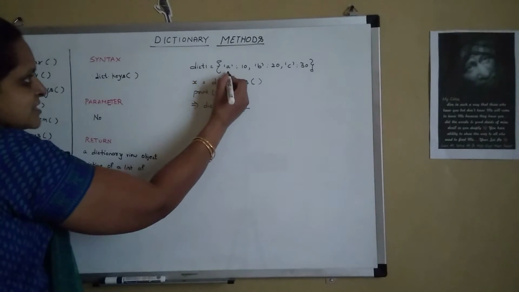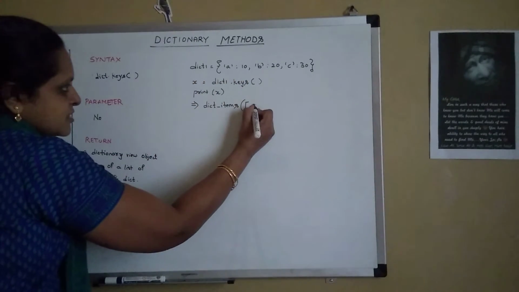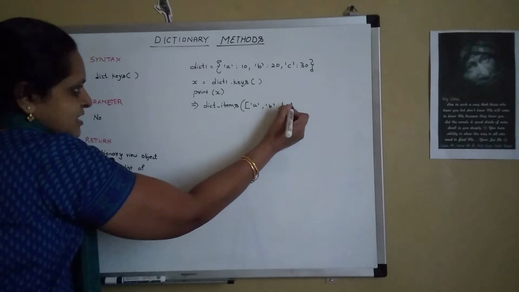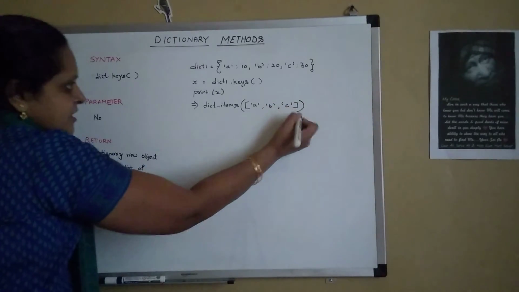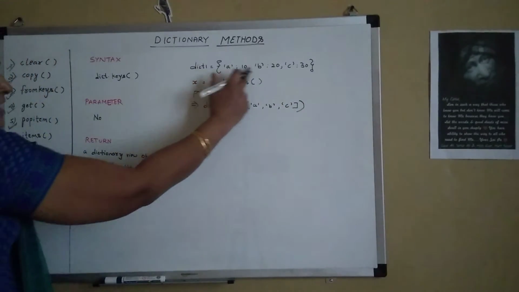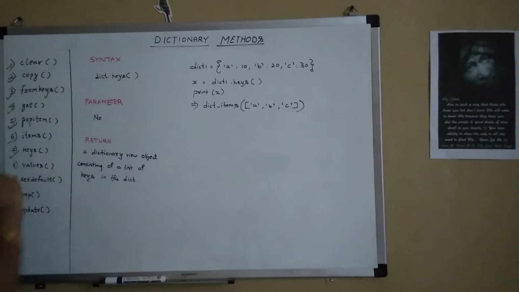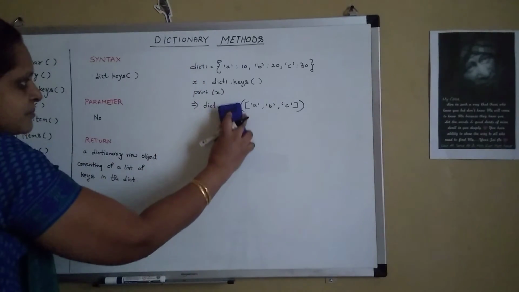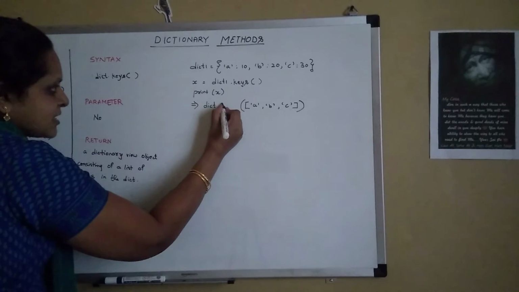So what are the keys? It is A, B and C. So it will give A, comma B, comma C. Basically it will give a list of keys present in the dictionary. And here the view object will be dict_keys.